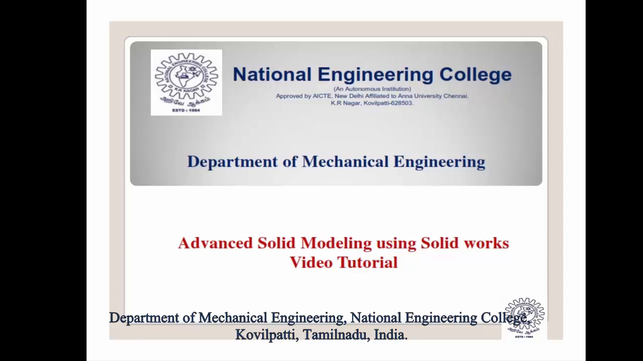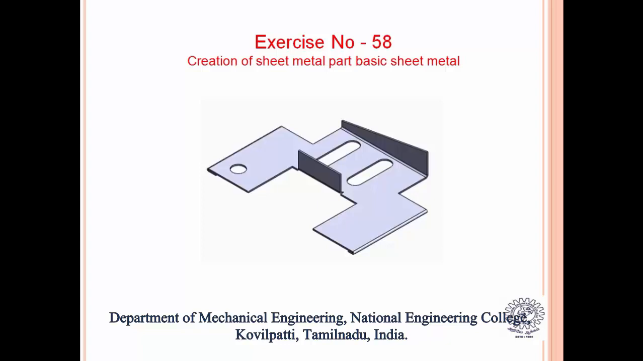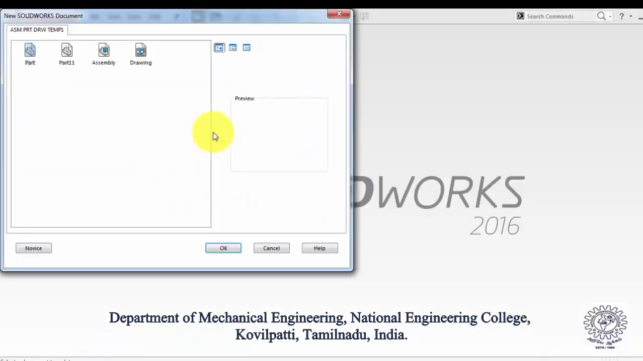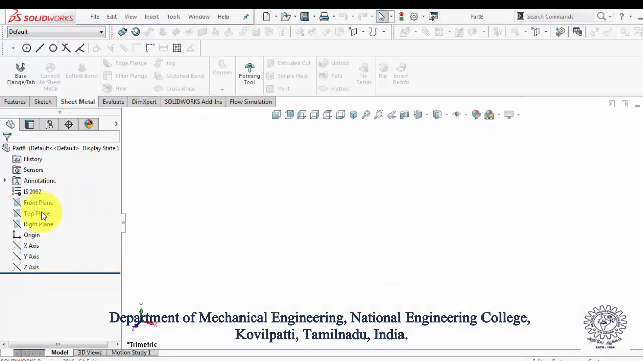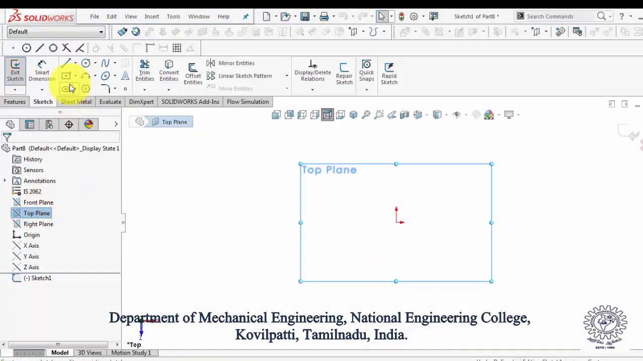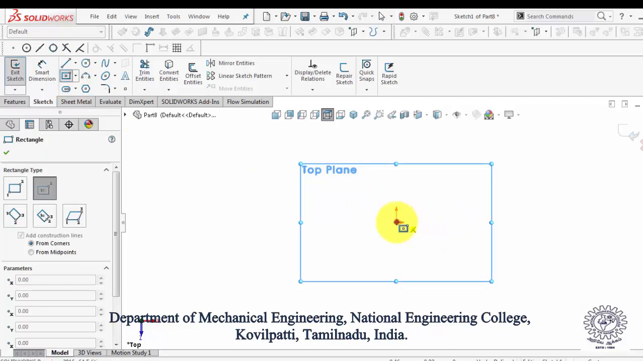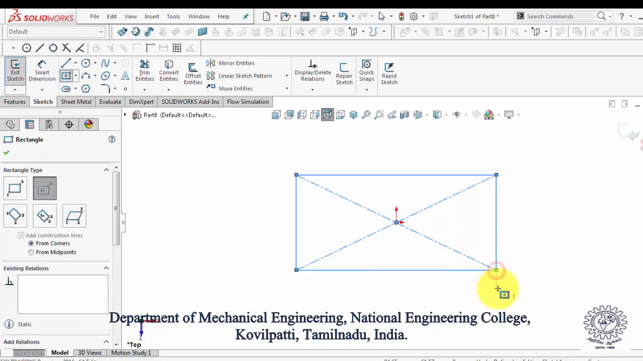Exercise number 3. Basics of sheet metal. First, select the new part. Now pick top plane for sketching. Now select the rectangle command and draw a rectangle from the origin. Specify its dimensions as given in the manual using smart dimension command.